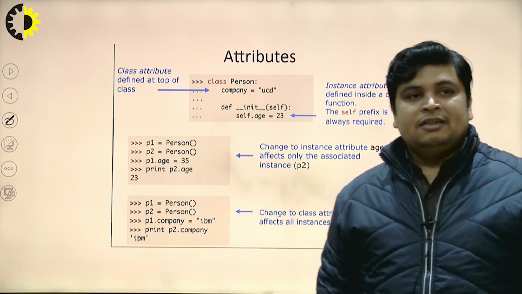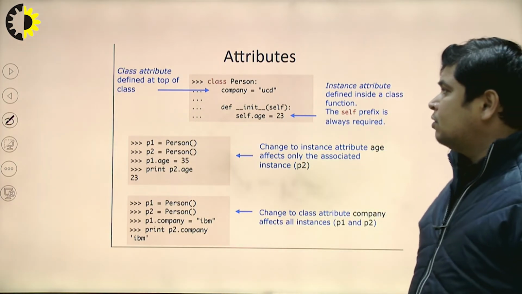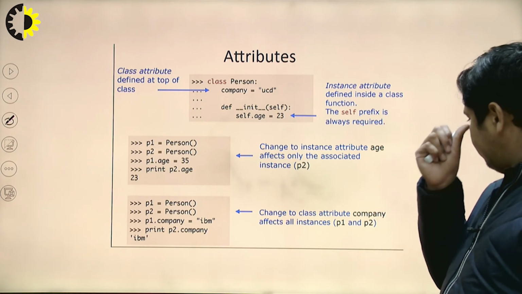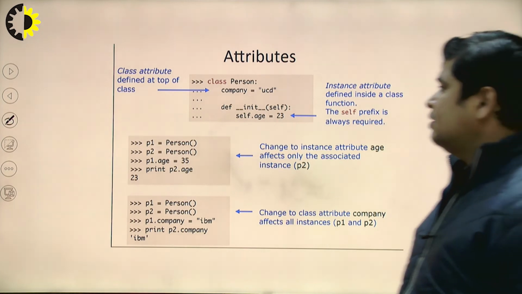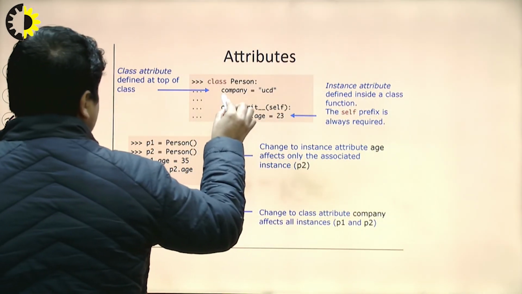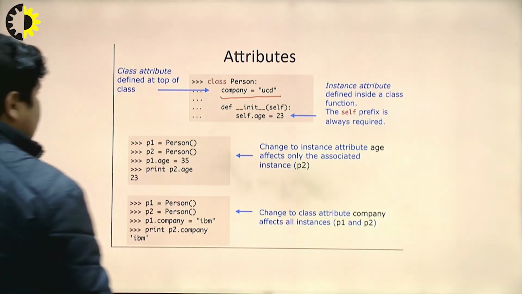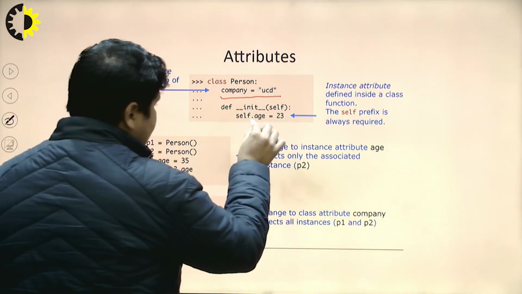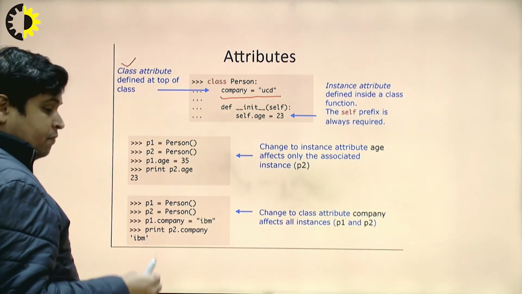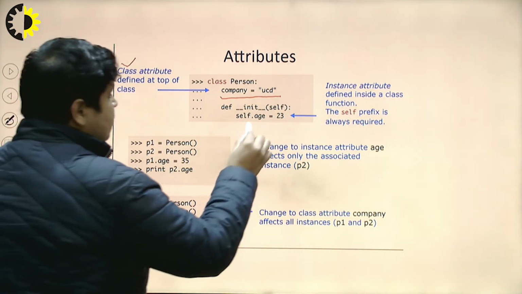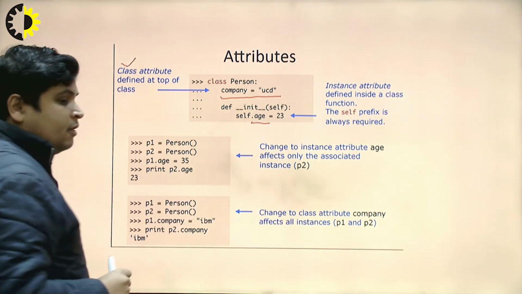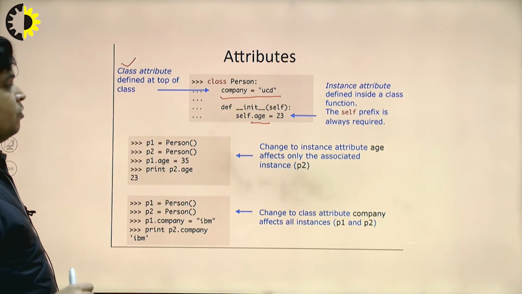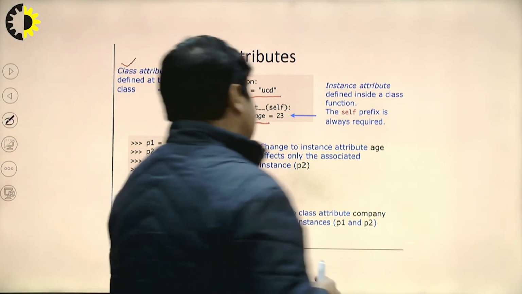Attributes. Inside the class, we have declared two types of attributes. It means two types of variables. First one is, you will see here, company equal UCD. This attribute is called the class attribute. Take very special care. Inside the function, if we declare any attribute, then this attribute is treated as an instance attribute. So basically, what is the difference between the two attributes?